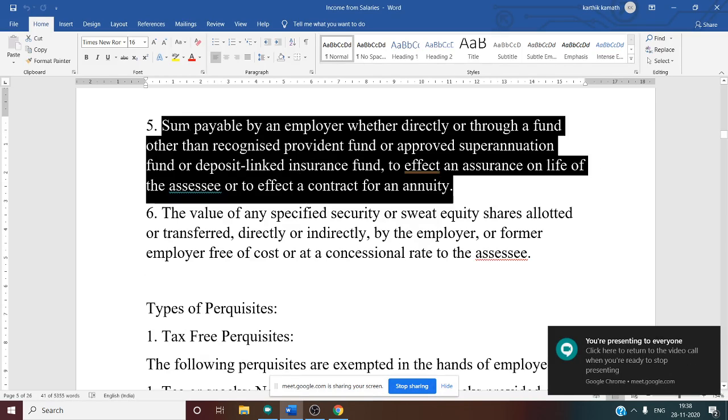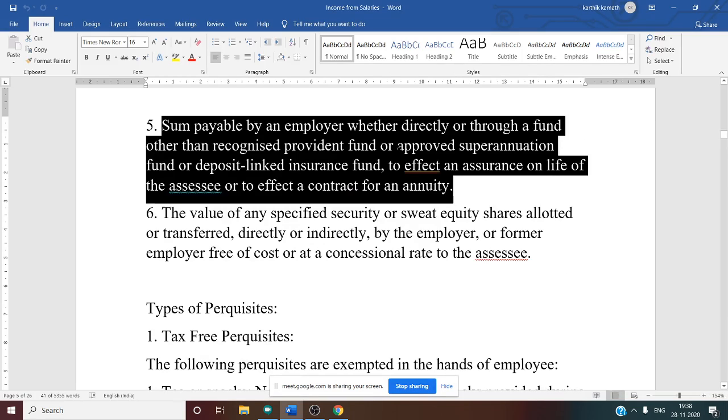See this: sum payable by an employer, whether directly or through a fund other than recognized provident fund, approved superannuation fund or deposit linked insurance fund, to effect an assurance on the life of the specified employee or to effect a contract for an annuity. Superannuation fund is one kind of annuity payment provided to a person if he registers for this type of fund. You have to pay a certain amount, and after the duration you will be getting installment amounts.